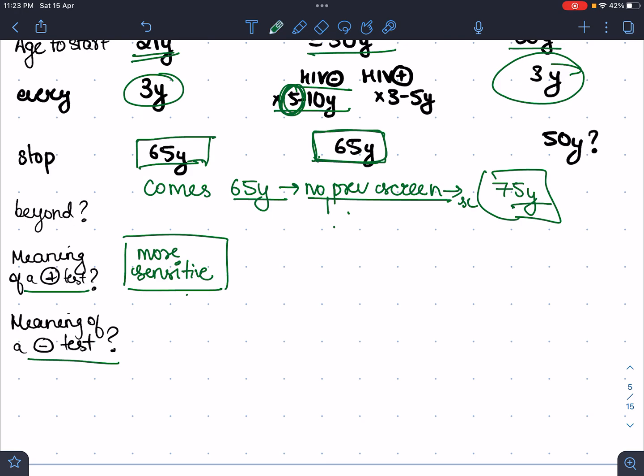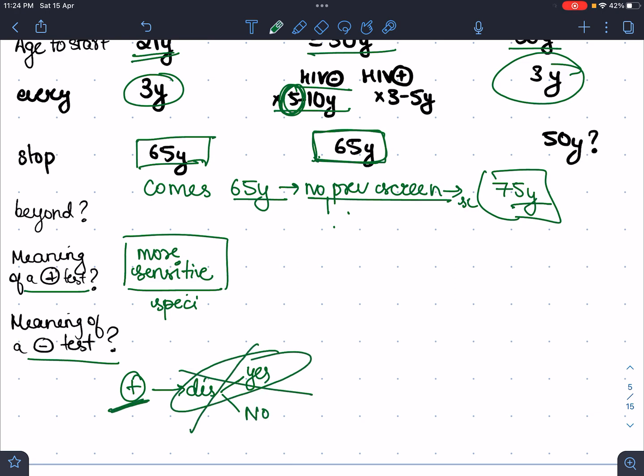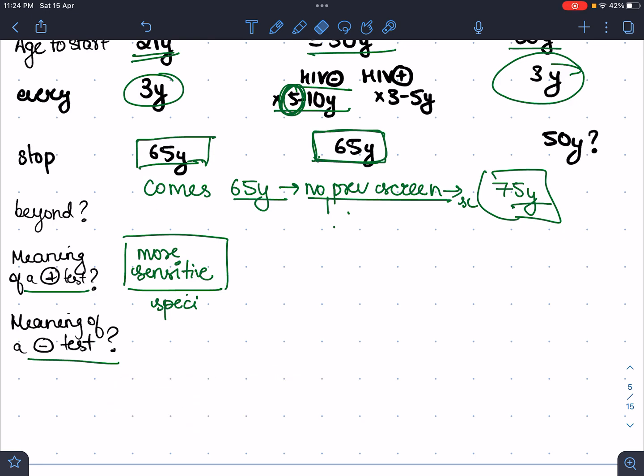Okay. But is it specific? Everybody who tests positive, do they have the disease, yes or no? This is no. Everybody who has tested positive does not mean they will have the disease. You understand? So it's not specific. So that means you cannot treat based on cytology.